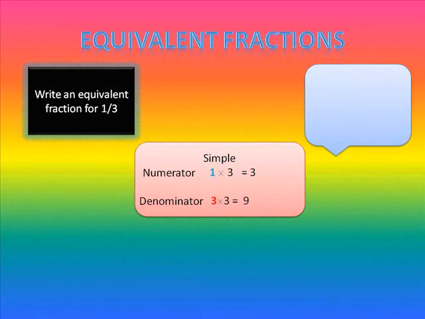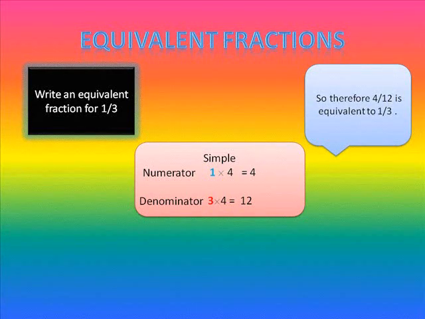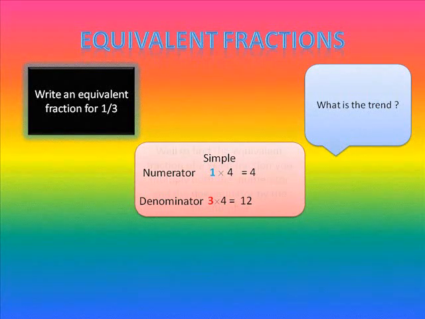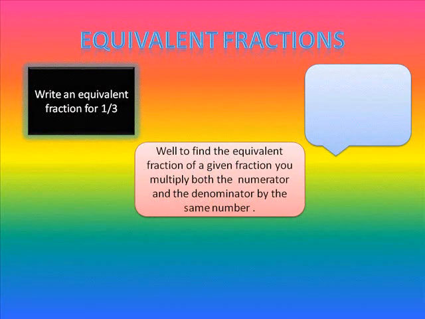Let's try another number. 3. 3 times 1 is equal to 3. And 3 times 3 is equal to 9. So therefore, 3/9 is equivalent to 1/3 too. Well, let's try another number. 4 times 1 is equal to 4, and 4 times 3 is equal to 12. So therefore, 4/12 is equivalent to 1/3. What's the trend? Well, to find the equivalent fraction of a given fraction, you multiply both the numerator and the denominator by the same number.